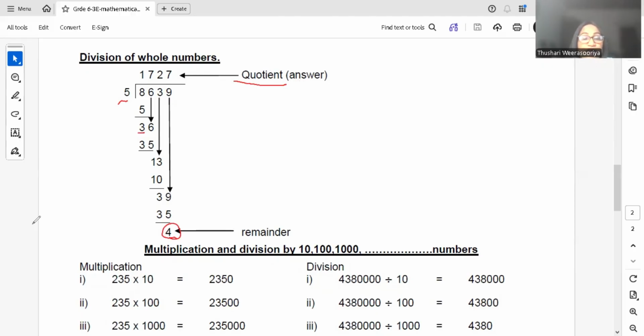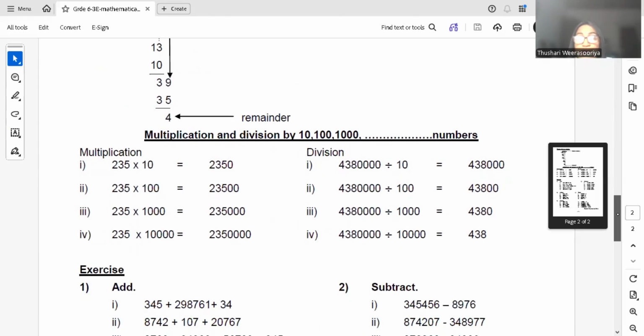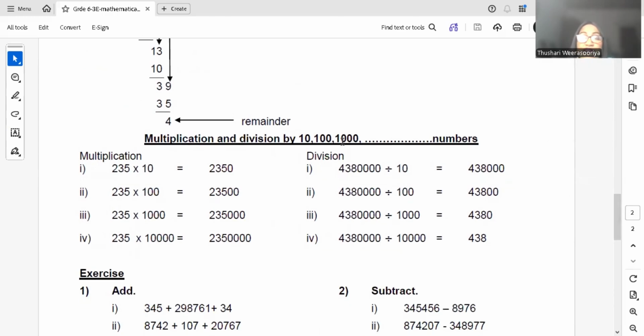Now, there is another special part. This is very interesting. Multiplication and division by 10, 100, 1000 and so on. There is a special short method. Here you don't do the long multiplication or long division. When you multiply a number by 10, you put an extra 0. When you multiply by 100, extra 2 zeros. By 1000, extra 3 zeros. Here, extra 4 zeros. You add zeros.